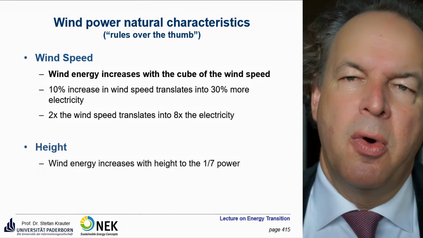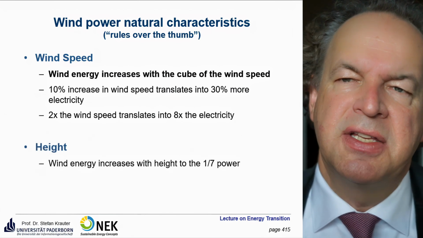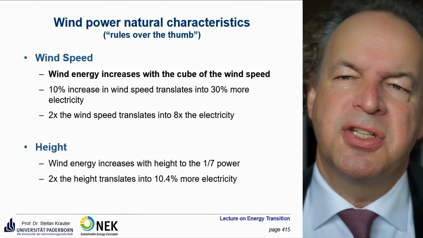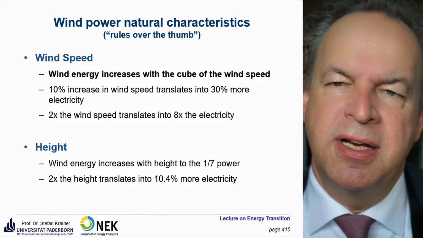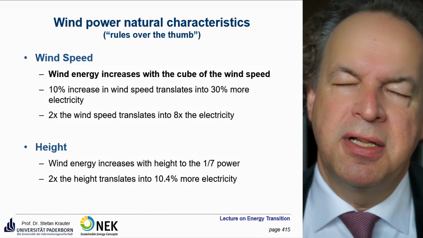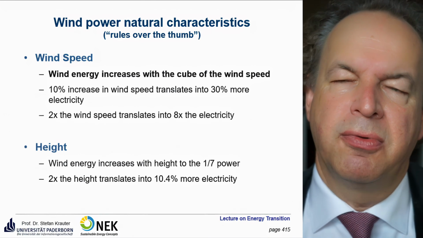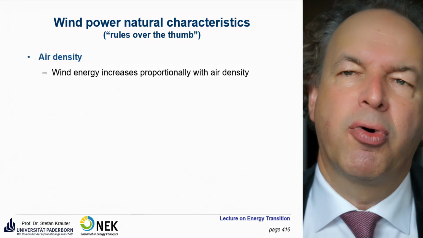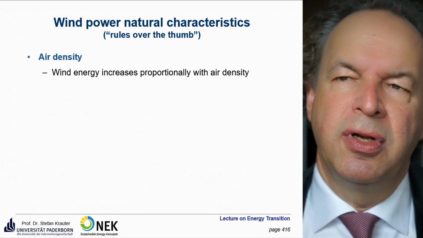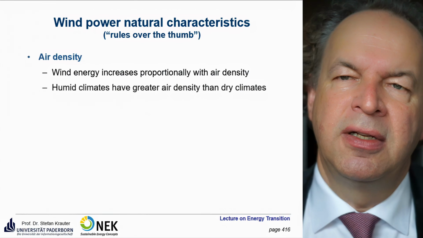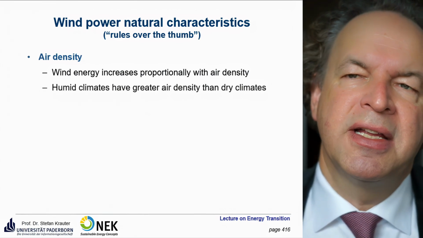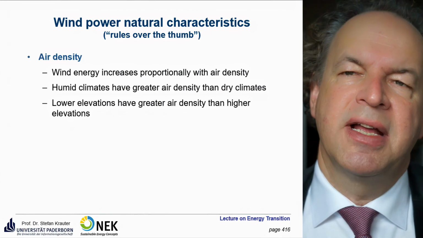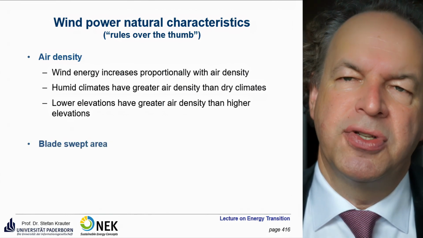The height. Wind energy increases with the height to the 7th power. 2 times the height translates into 10.4% more electricity. As I mentioned already, this depends on this Z factor and so on. Air density, we saw the formula. The wind energy increases proportional to air density. That's not only a rule of thumb, it's directly in the formula. Humid climates have greater air density than dry climates. Lower elevations have greater air density than higher elevations. We saw this also in the formula.